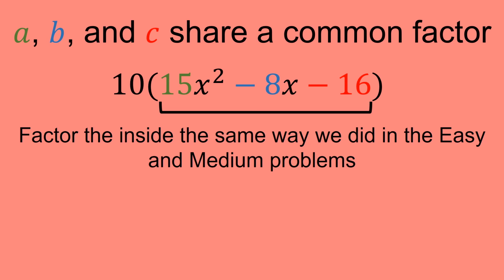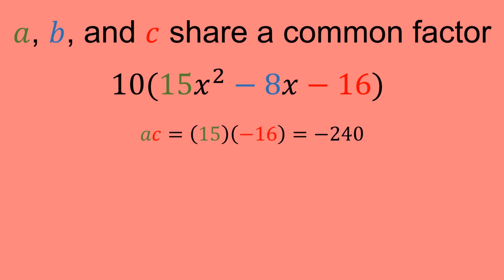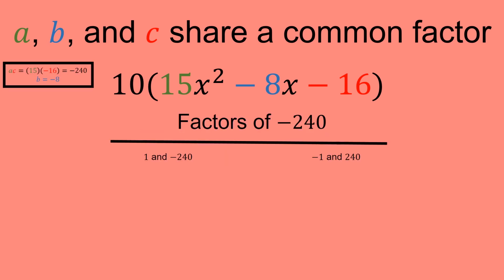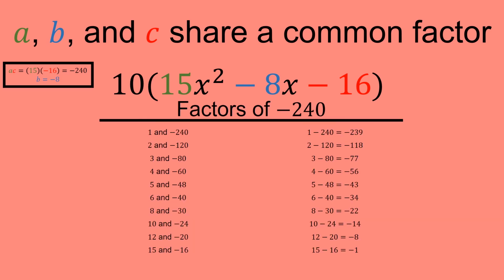Here we see that a and c, when they're multiplied together, give us negative 240. And so then we have to look for the factors of negative 240 that are going to add up to negative 8. Since b is negative here, we're going to make sure that our factor list only contains factor pairs where the larger number is negative. So here is our factor list on the left, and on the right we have the sums of all the factors. And you'll notice that when we add positive 12 and negative 20 together, we get negative 8.